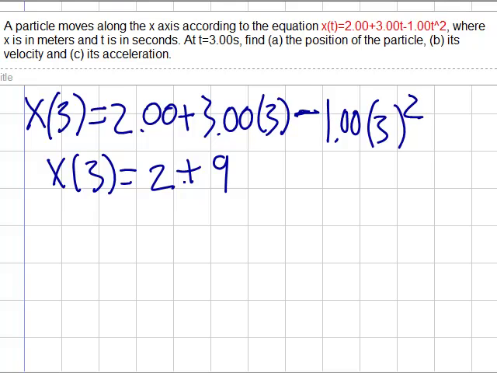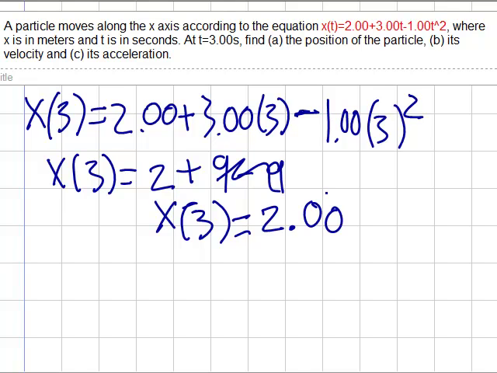Minus 9. So for our x of 3, these cancel each other out, and those cancel each other out, so we get 2 meters at 3 seconds. You have to remember the sig figs all the way through. The units are meters, since we're judging how far the particle moved. And that's our answer right there.